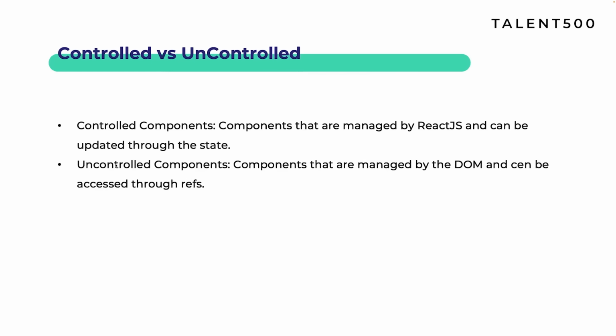So a controlled component is a React component that is managed by React.js and can be updated using component state. Okay, a controlled component is managed by React.js and can be updated through component state. But uncontrolled components are managed by the DOM and can be accessed through refs. So this is the difference between controlled components and uncontrolled components.